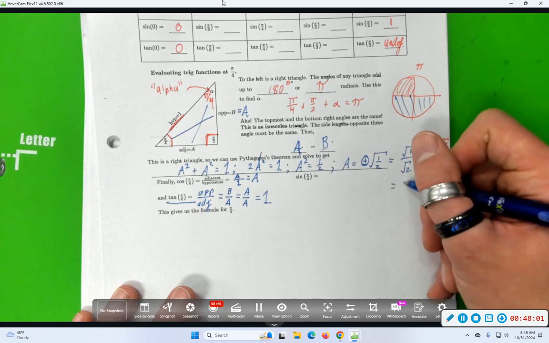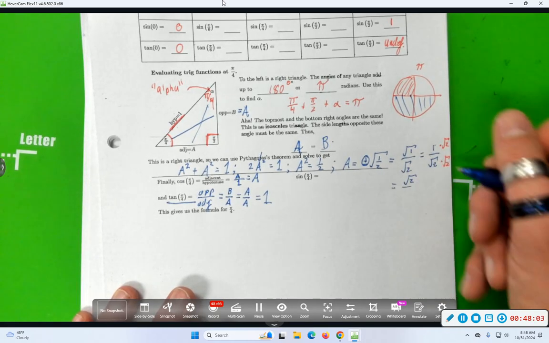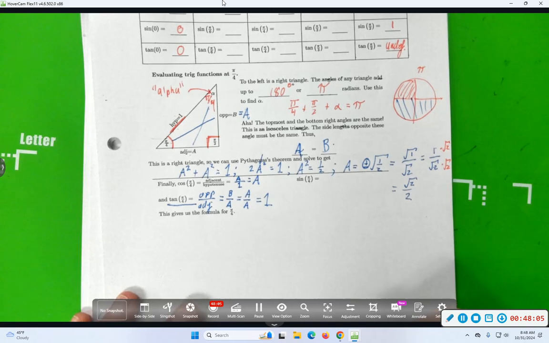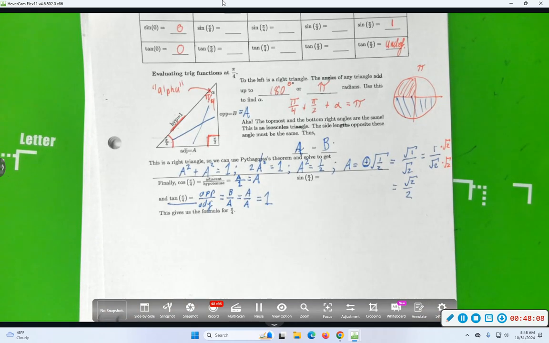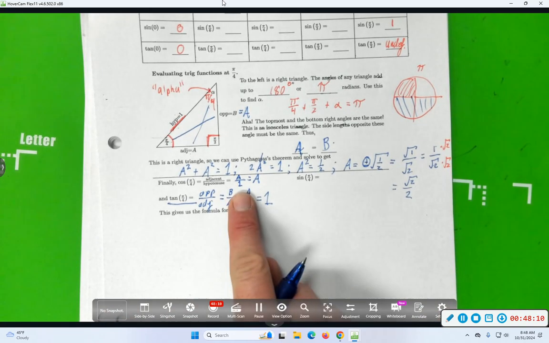1 times root 2 is root 2. Root 2 times root 2 is root 2 squared, which is 2. Ooh, so A is just root 2 over 2. Is that enough information that you now know cosine of pi over 4? What is it?